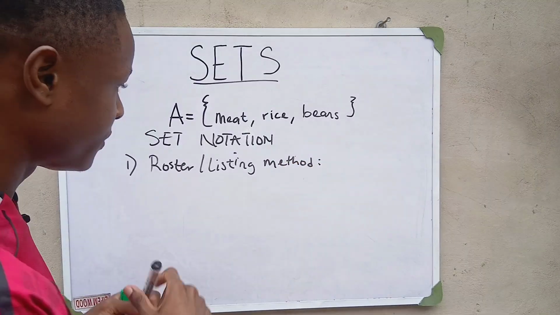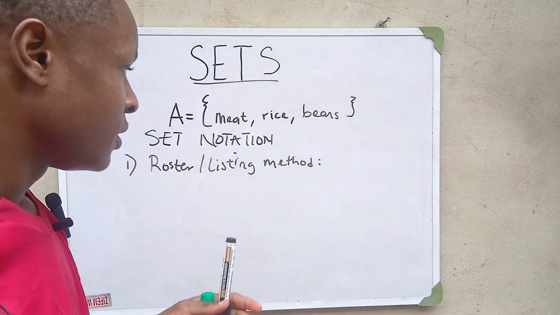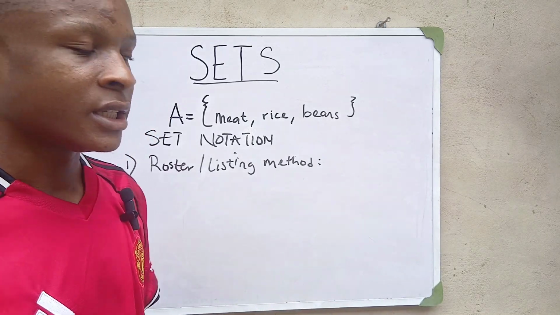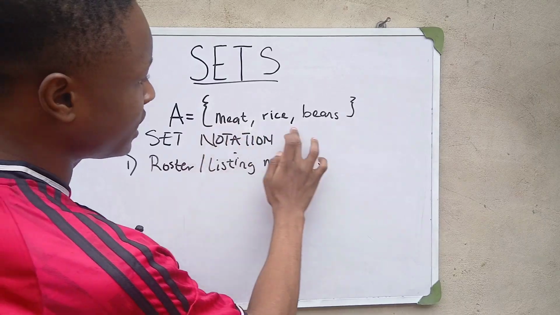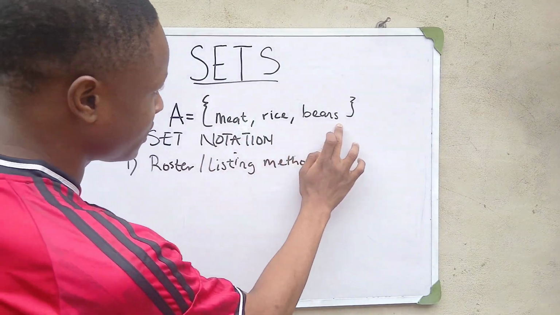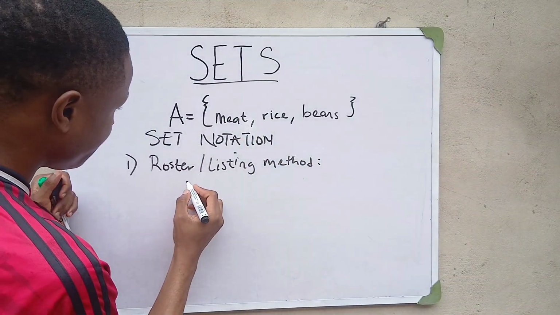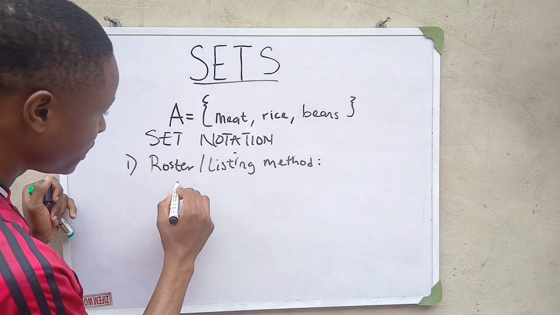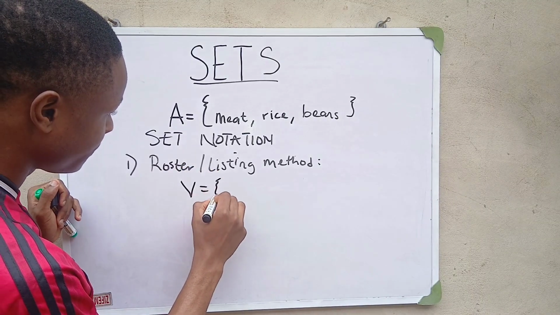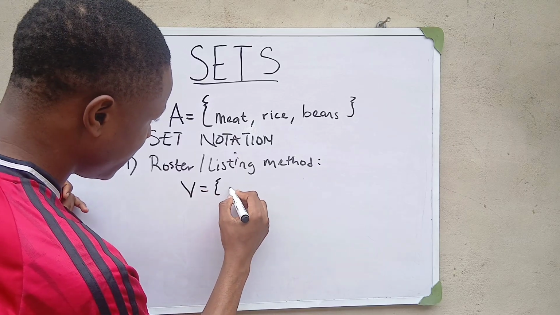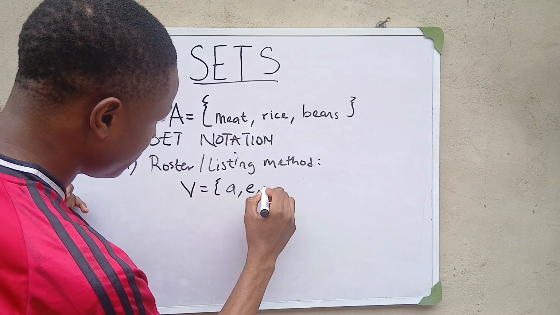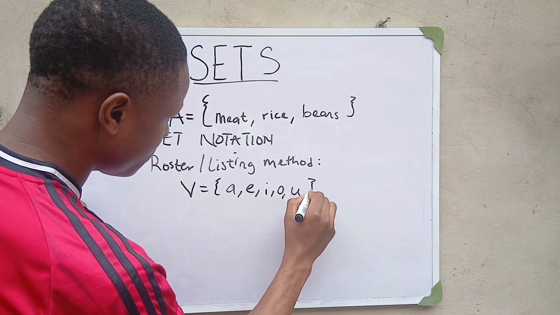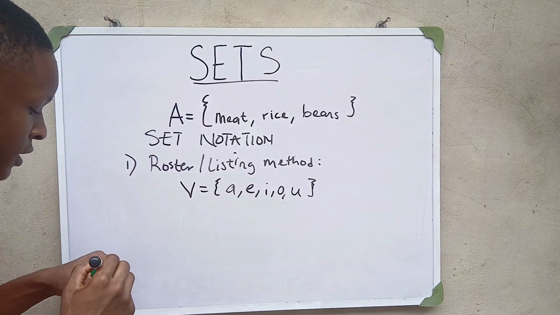Now from the name, roster or listing method, we just list out the elements of the set, and that's how we represent the set. Just like this one, we listed out the elements of the set. So let's say we have a set of vowel letters in the alphabet, and we call this set V, and it has elements A, E, I, O, and U. So this is the listing method.